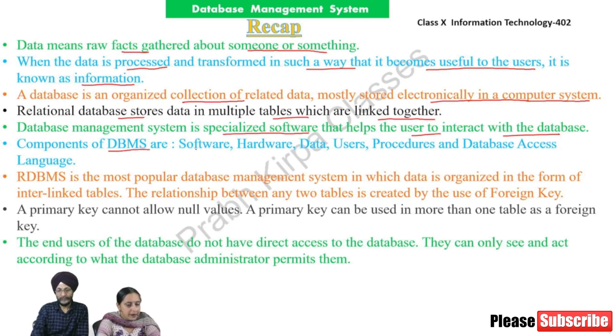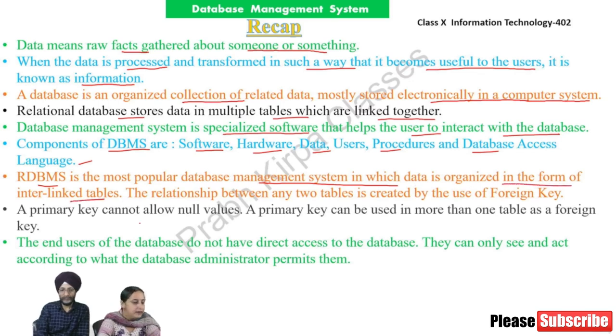Components of DBMS are software, hardware, data, user procedures, and database access language. RDBMS is the most popular database management system in which data is organized in the form of interlinked tables. The relationship between any two tables is created by the use of a foreign key. A primary key cannot allow null values. A primary key can be used in more than one table as a foreign key.